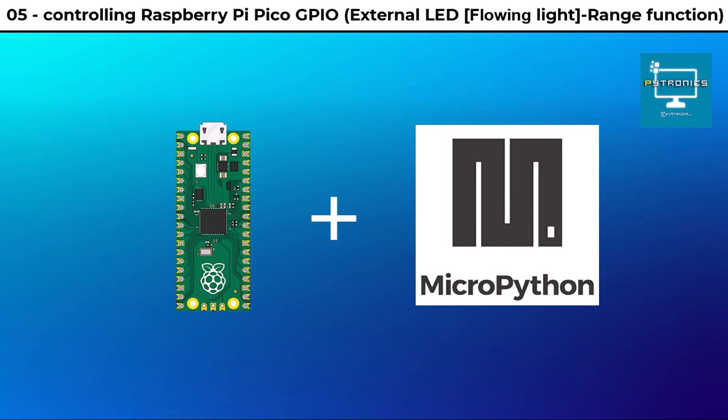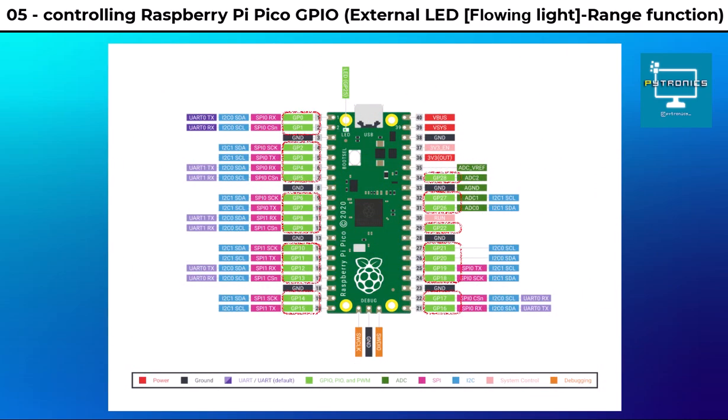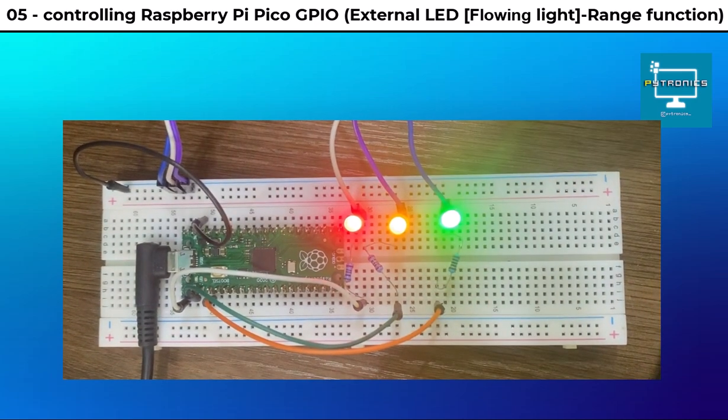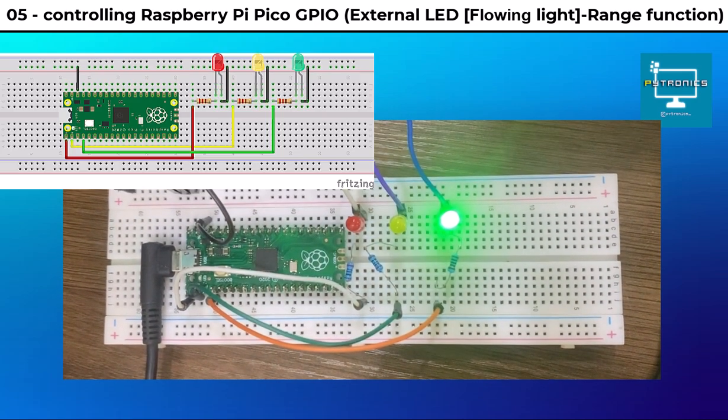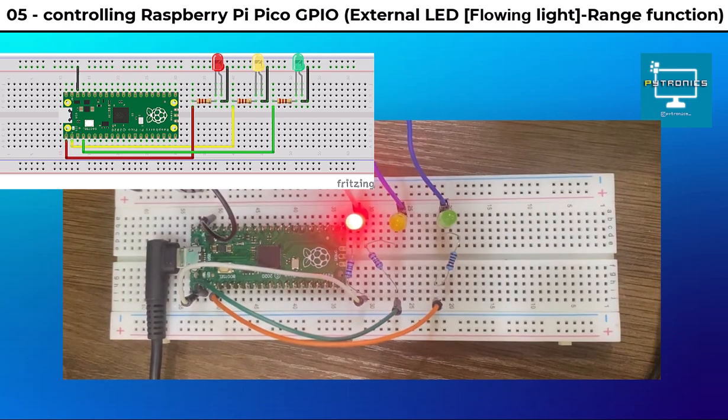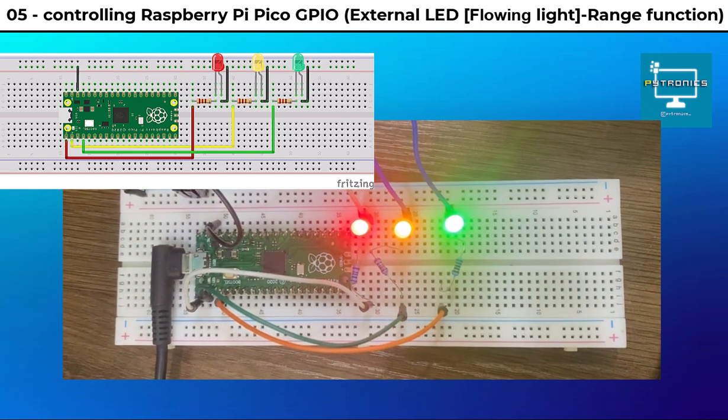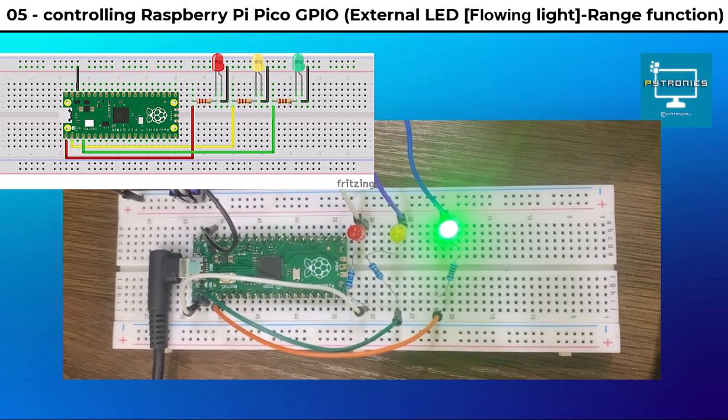The Pico has 26 multifunction GPIO pins, which can be either input or output, depending on the project we build. Today we will program a flowing light action. We will use a circuit similar to the traffic light project. You will find the traffic light tutorial link in the description below.